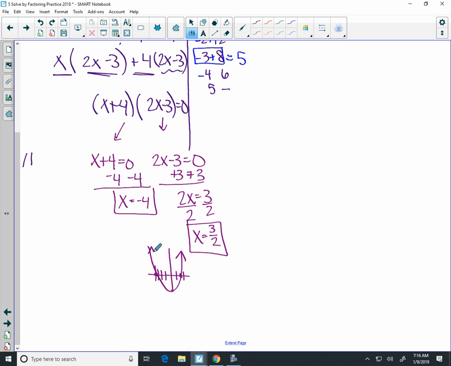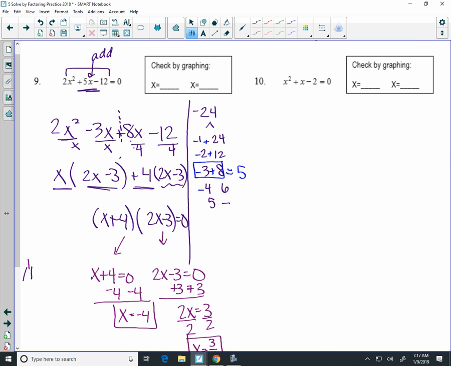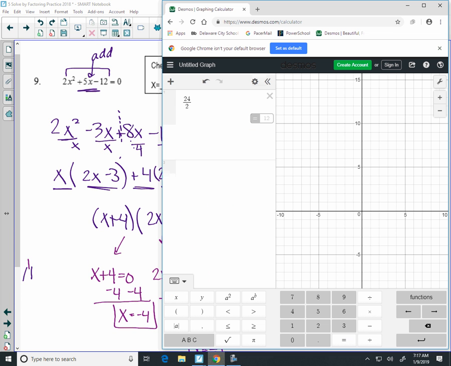And now I'm going to pull up Desmos and graph this guy. So I'm going to get rid of my little math there. 2x squared plus 5x. Double check your entry. Sometimes when I go too fast, it does weird stuff. Plus 5x minus 12. And I don't put in that equals 0.